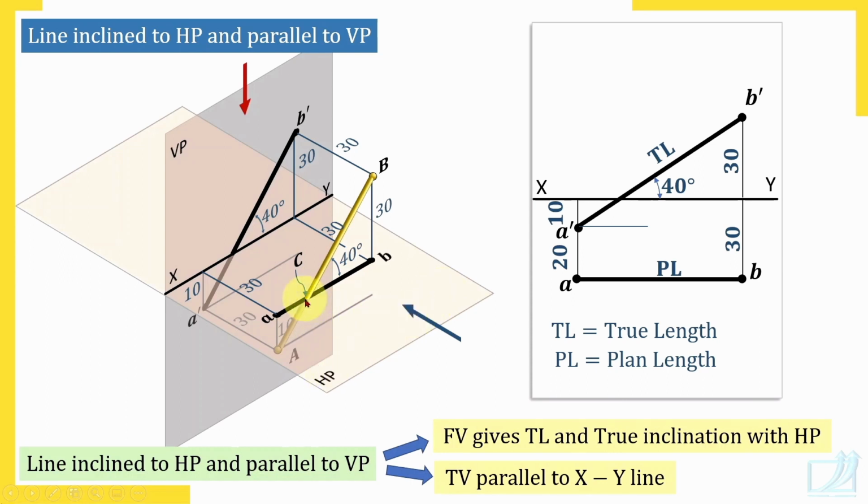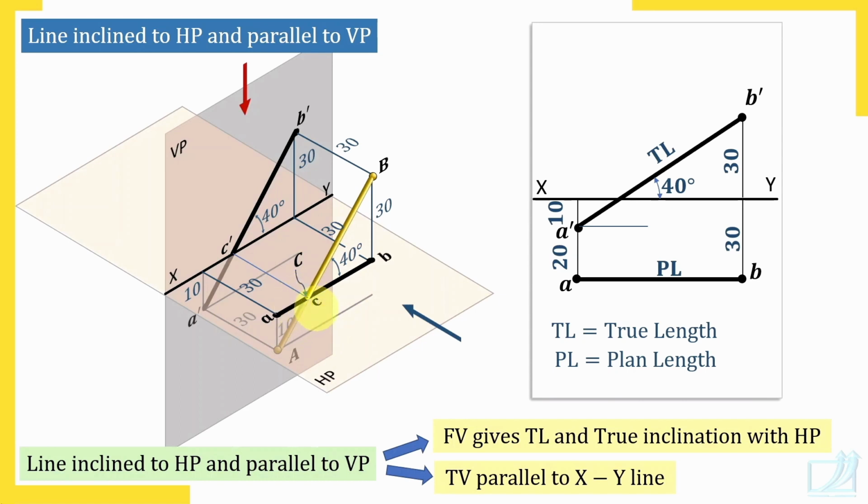So where is top view of point C and where is front view of point C? Let's check it. So from front, when you watch or when you project this point C on VP, it will be on XY line. And when you project point C on HP, it will be the same point here.